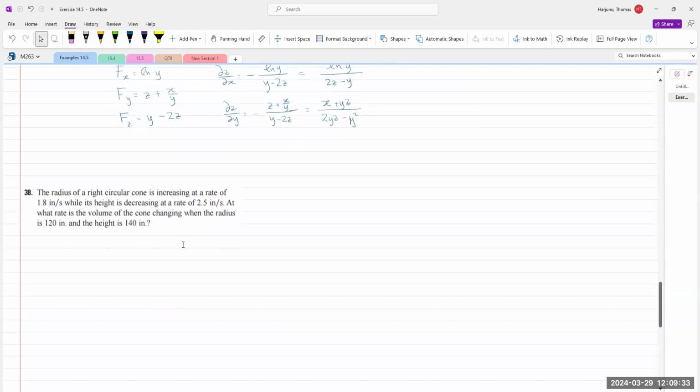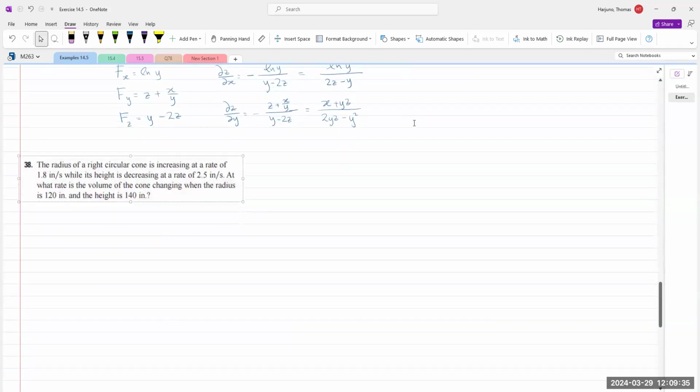I think next we go to application. The radius of a right circular cone is increasing at the rate. Let's see first, circular cone. I hope you all know the formula. At this point, I do expect you to memorize the formula for some basic geometry, like the volume of a cone is 1/3 the area of the base times height.